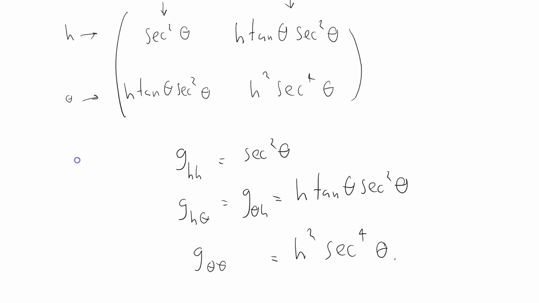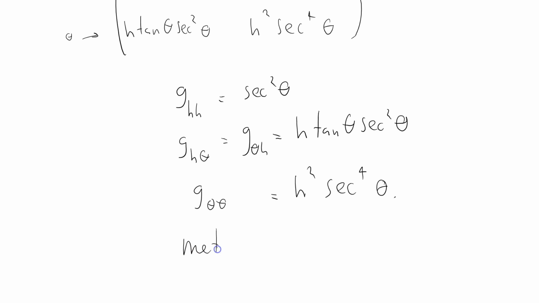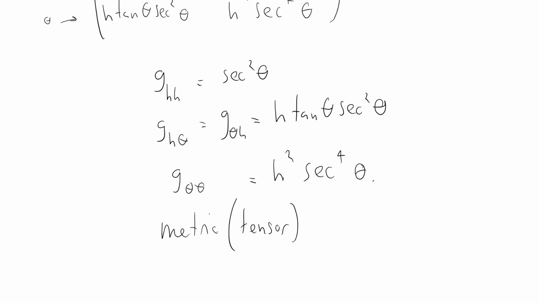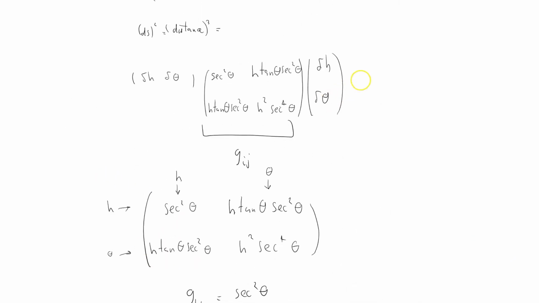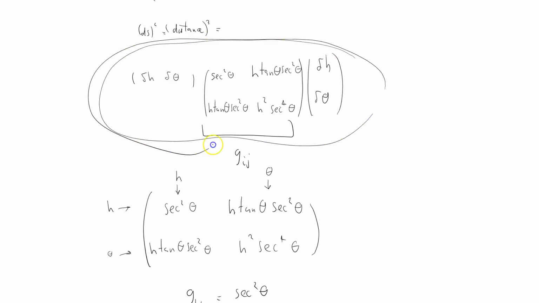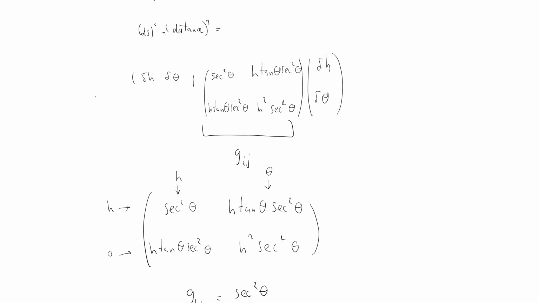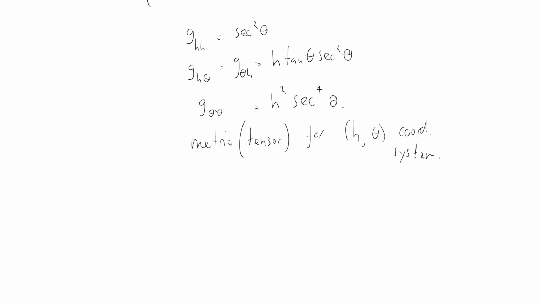There it is. This is the metric tensor. I should put tensor in brackets because I've not really defined a tensor yet, for the h theta coordinate system. Beautiful. There it is. And as I say, I've ordered it in a matrix because it makes this quadratic form quite nice and easy to visualize, but it's not really a matrix. I'm going to stop there.